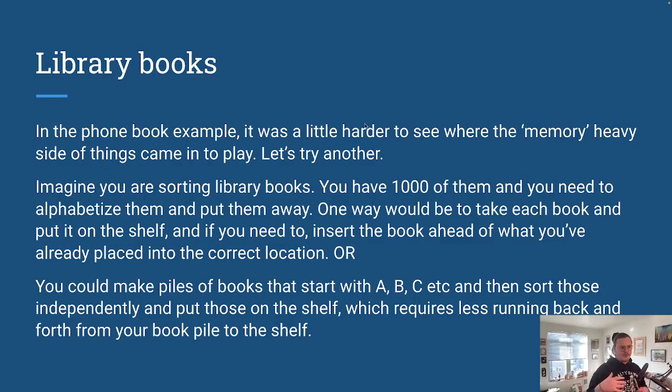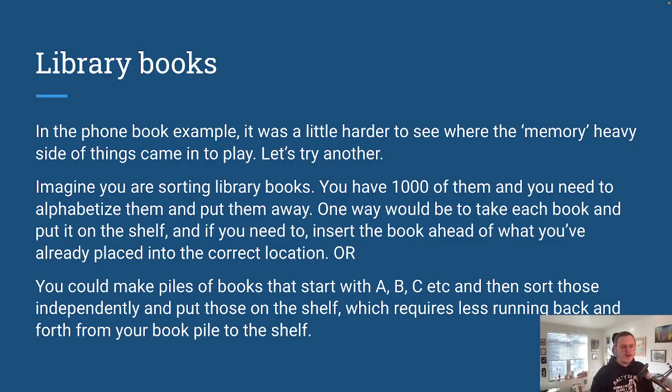But imagine you're sorting through library books. You have 1,000 of them, and you need to alphabetize them and put them away. One way would be to take each book and put it on the shelf, and if you need to, insert the book ahead of what you've already placed into the correct location. Again, we talked about this with our last lecture a little bit too, which I'm glad we did so that you guys have some more idea of what's going on here. So you're putting the books in one at a time. But you could also think of some other ways of doing this that might be more efficient for the way that you would want to store them, right? But there's always going to be trade-offs.